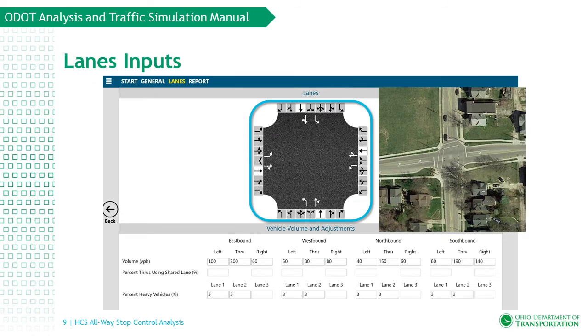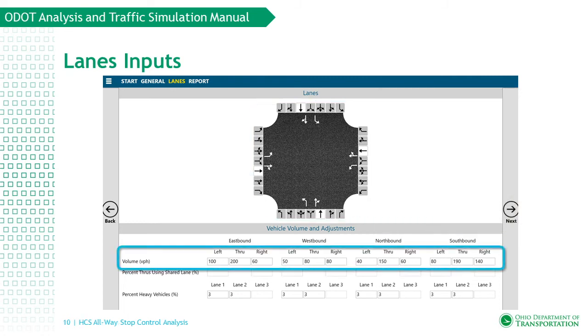The first step under the lanes heading involves setting the lane configurations. Lane use arrows can be toggled using the gray buttons around the edge of the intersection schematic figure. Lanes need to be set by approach. The hourly demand for the PM peak hour should be entered by movement. These values represent the hourly volume for the peak hour. As a reminder, the program employs the peak hour factor to adjust the total 60-minute demand volume to an equivalent hourly volume for the peak 15-minute period.